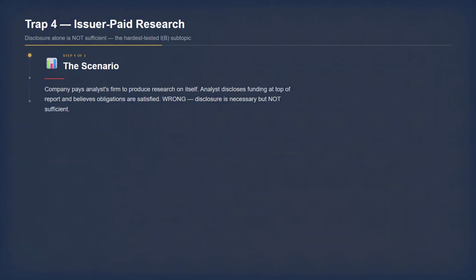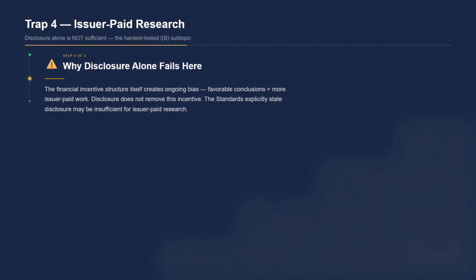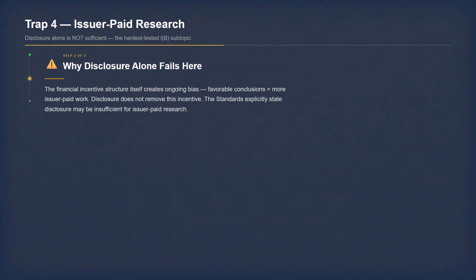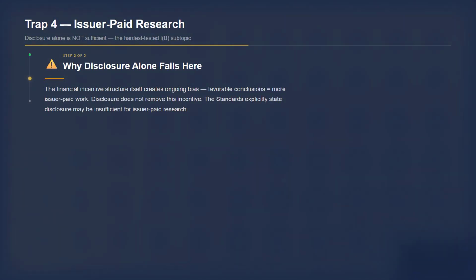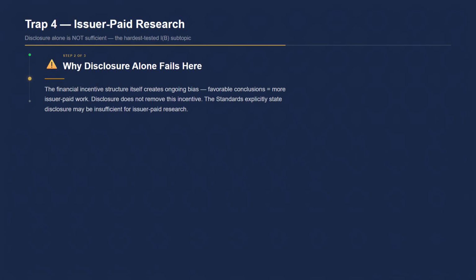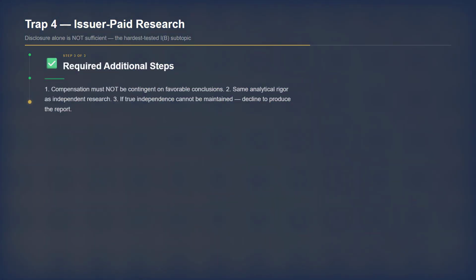Across many CFA standards, disclosure is indeed the complete required action. Candidates generalize this and assume it works everywhere. But Standard I-B explicitly states that for issuer-paid research, disclosure alone may be insufficient. Why? Because when a company pays for research about itself, the financial incentive to produce a favorable conclusion is so strong that disclosure does not neutralize it.